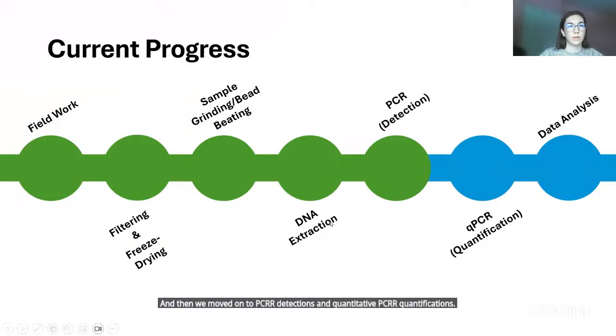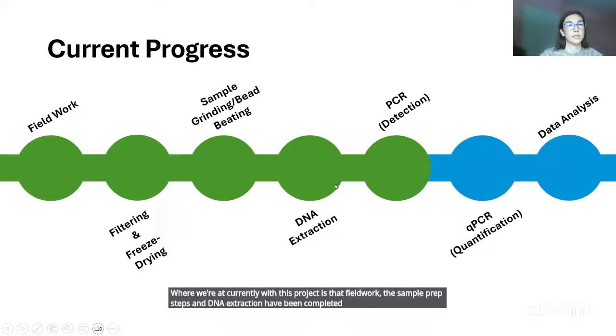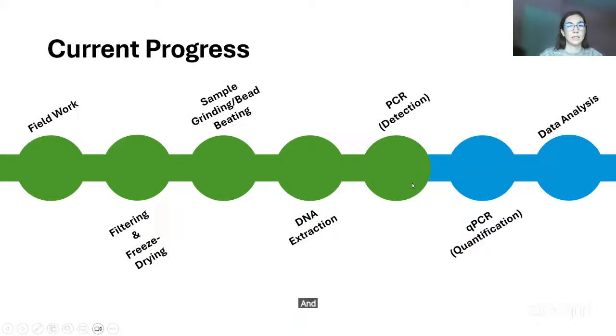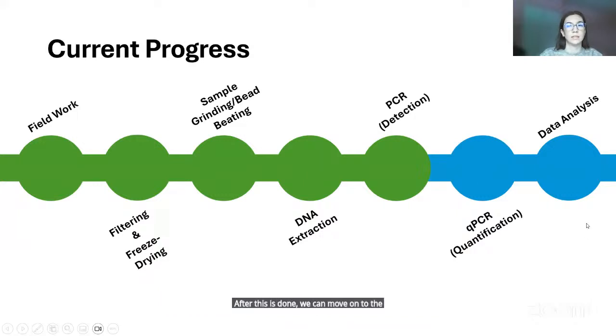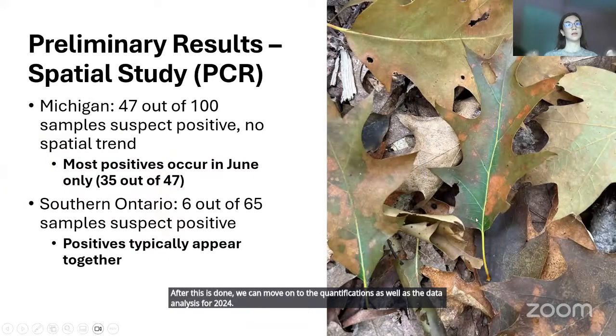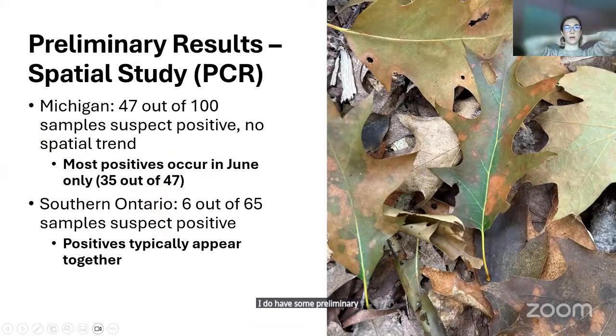Where we're at currently with this project is that fieldwork, the sample prep steps, and DNA extraction have been completed for all of the 2024 samples. And we've also done the PCRs for all the 2024 samples as well, but we will need to do some of this again. After this is done, we can move on to the quantifications as well as the data analysis for 2024. I do have some preliminary results to share from that first round of PCR.